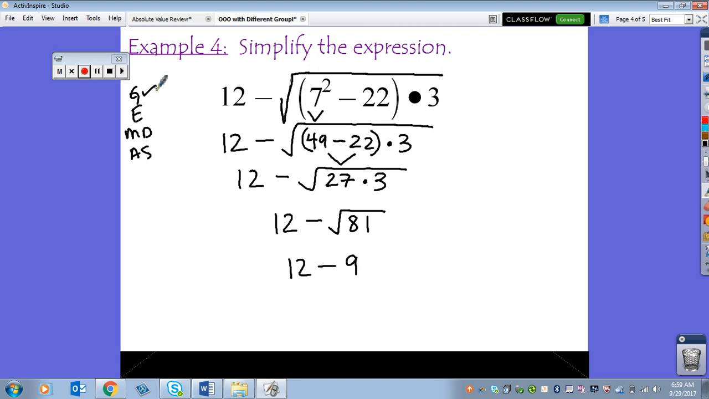So I'm now done with my grouping symbols. I have no more exponents. I have no more multiplying and dividing. So I'm going to do the adding or subtracting. I type in 12 minus 9 into my calculator and I get 3.